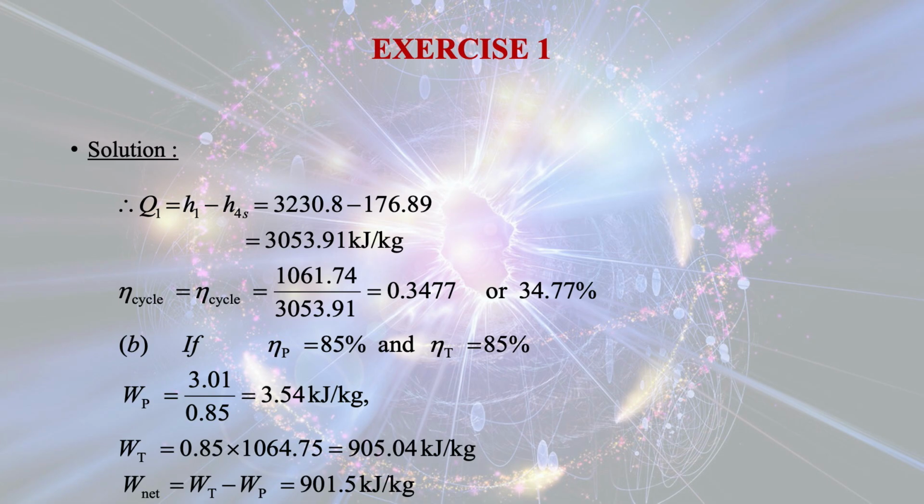Now it is given that the pump efficiency and the turbine efficiencies are 85% each. So WP is equal to 3.01 whole divided by 0.85. So WP for the actual process is equal to 3.54 kilojoule per kg. Similarly, we can calculate the actual work done, that is WT is equal to 0.85 multiplied by 1064.75, that comes out to be 905.04 kilojoule per kg. And in this case, W net is equal to turbine work minus pump work, that is WT minus WP, that is equal to 901.5 kilojoule per kg.